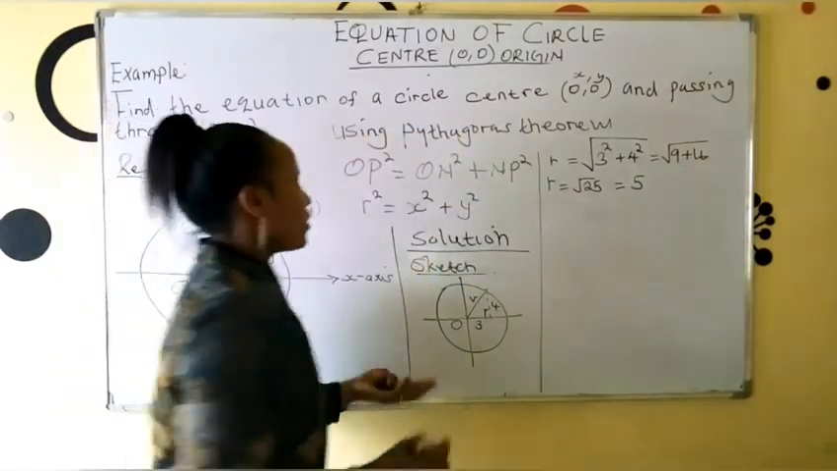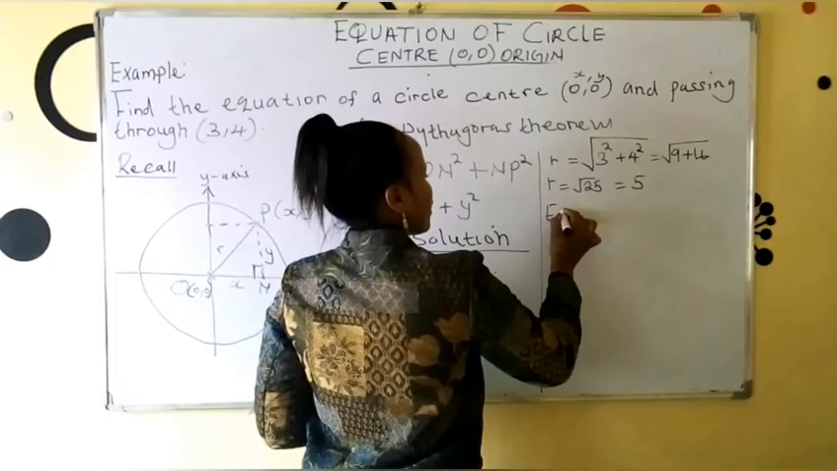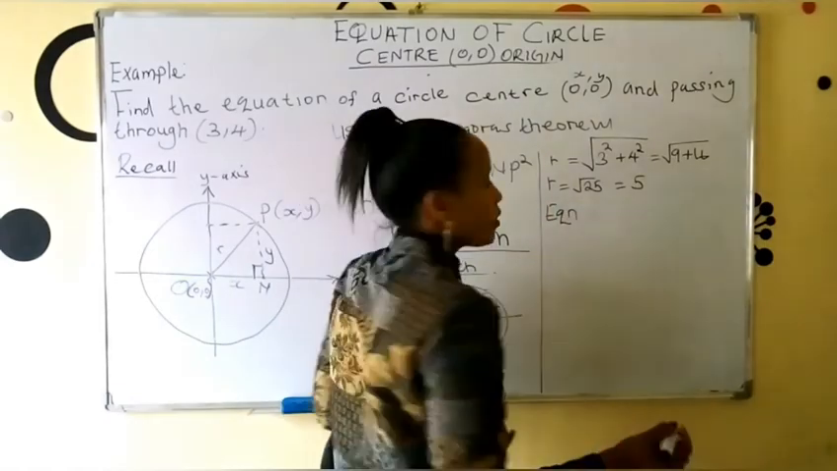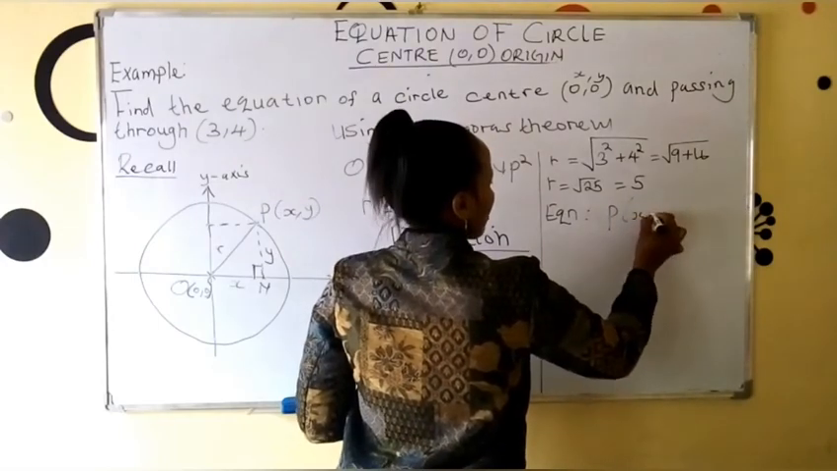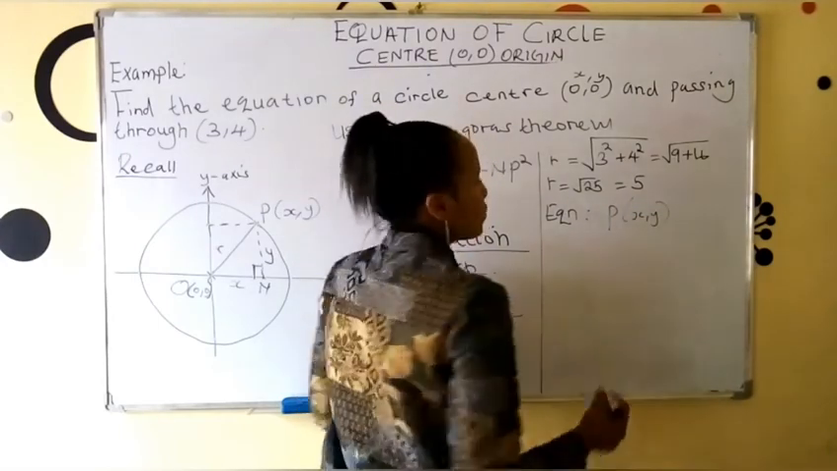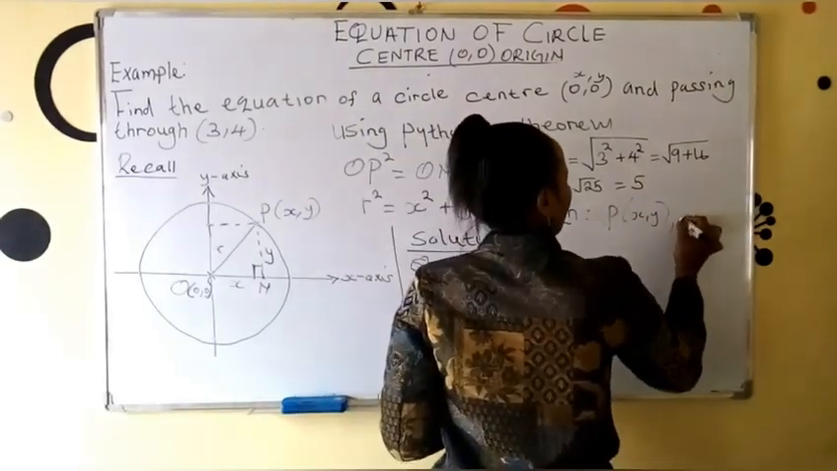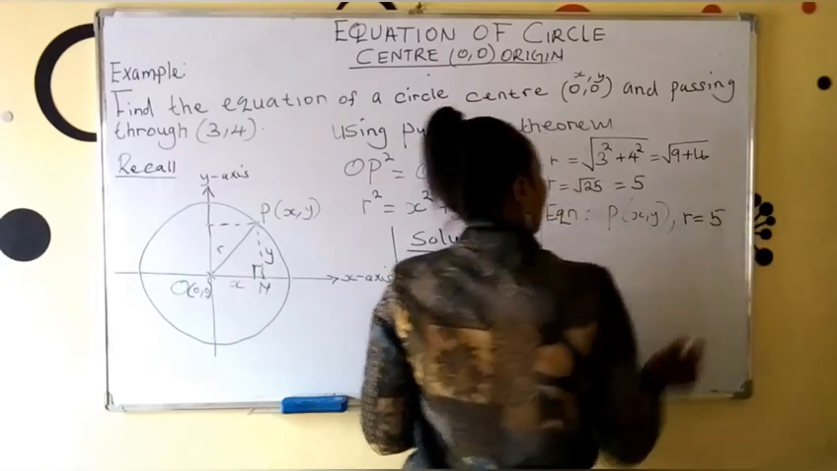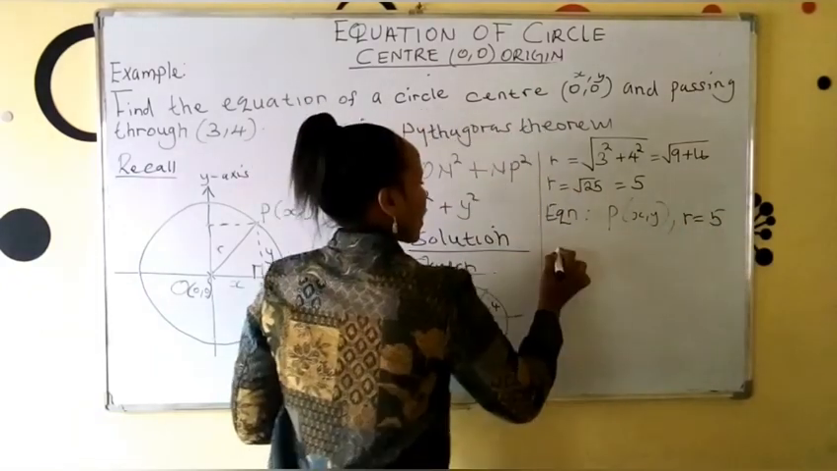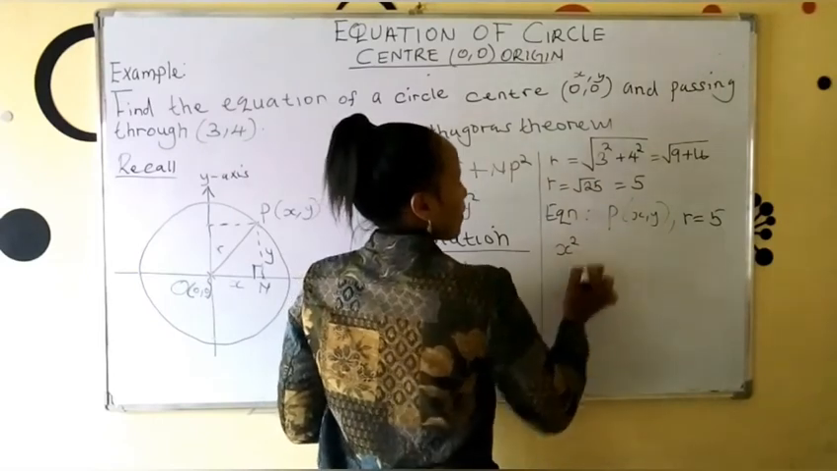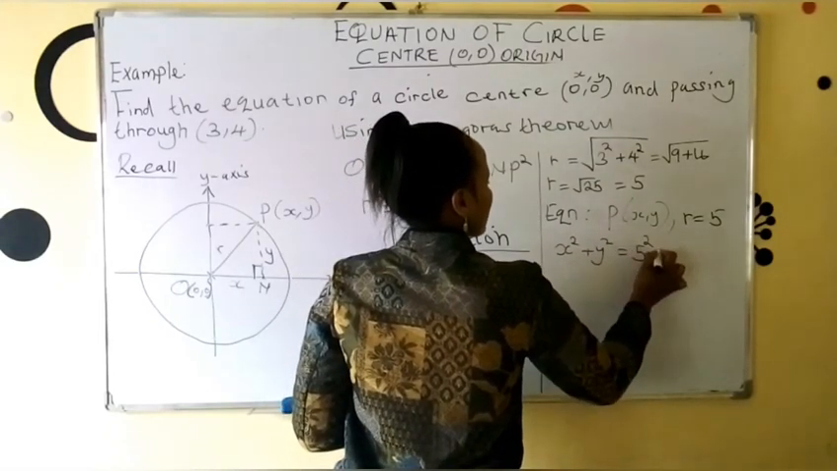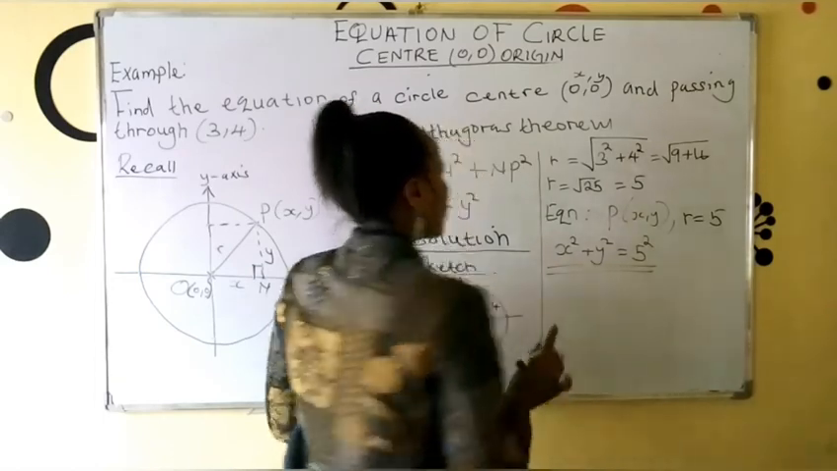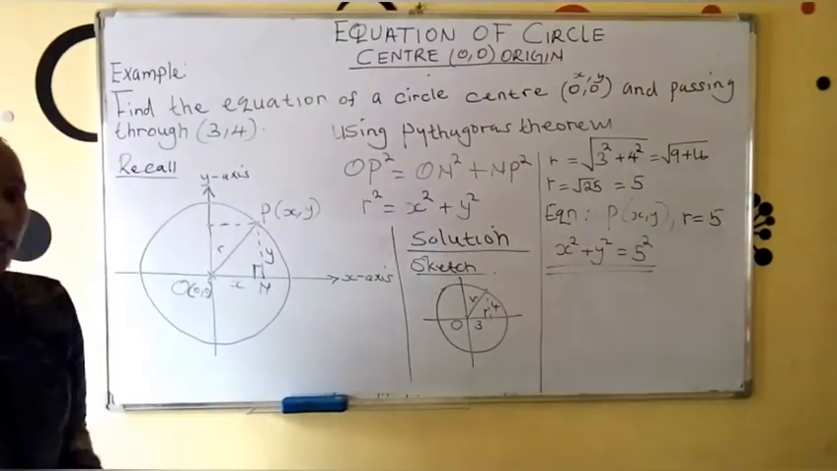So, the equation of this circle, therefore, passing through any arbitrary point x, y, now that we know r is equal to 5, shall be x squared plus y squared equals 5 squared. So that is the required equation.